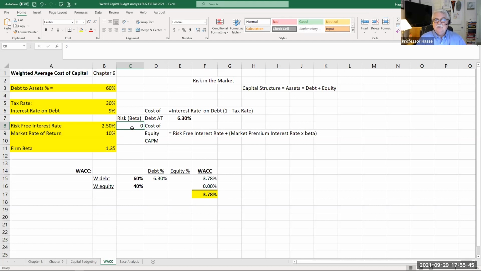I go, Melanie, are you an aggressive investor or are you very conservative? And Melanie says, Mr. Hasse, I'm very conservative. I've been burned too many times with investments. I want the safest investment possible. I go, Melanie, you want to buy a 10-year United States Treasury bond. That has 0 risk. That's the risk-free interest rate. If you give them your money, you'll get 2.5% interest every year, and you'll get your money back in 10 years. That's the safest investment out there.